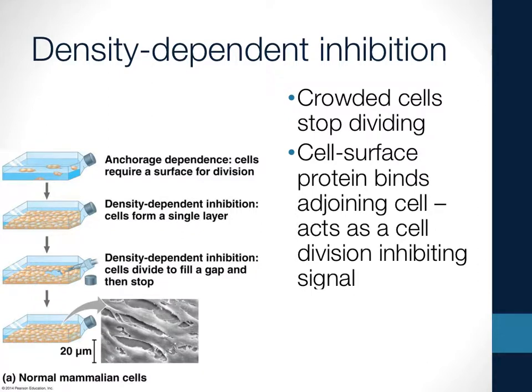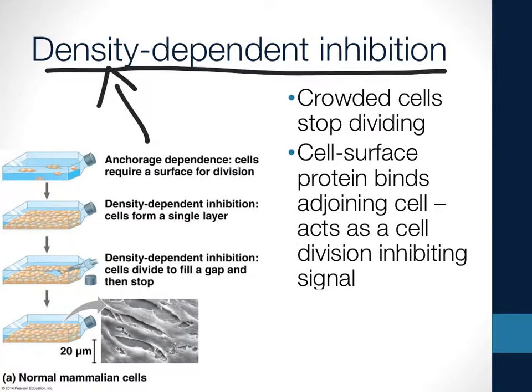The presence of growth factors is not the only external signal that can control cell growth. Cells also respond to this idea called density-dependent inhibition. In other words, once cells reach a certain density, they tend to stop dividing, which makes sense, right? Because otherwise you'd end up with cells on top of other cells, and the cells wouldn't be nearly as organized. So basically, when cells become crowded, they stop dividing.